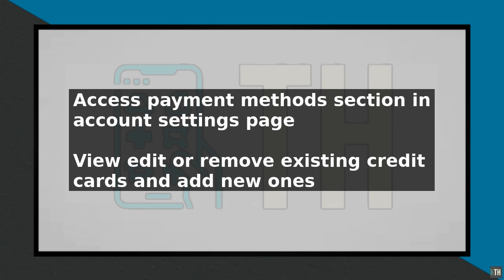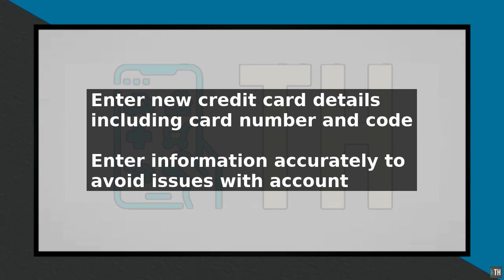To update your credit card information, click on the Edit Payment Method button next to the card you want to update. You will be prompted to enter your new credit card details, including the card number, expiration date, and security code. Make sure to enter the information accurately to avoid any issues with your account.